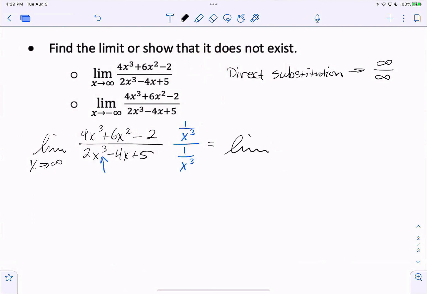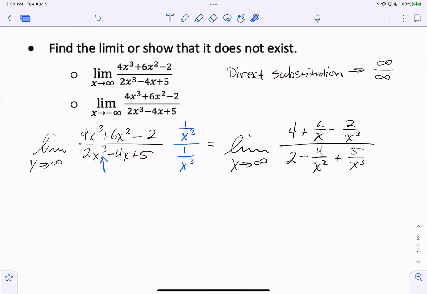And we end up with the limit as x approaches infinity of 4, because the x cubed divides out of the first term, plus 6 over x, because 2 factors of x divide out for that term, minus 2 over x cubed. And in the denominator, again, for 2x cubed, all factors of x divide out, minus 4 over x squared, because 1 factor of x is going to divide out, plus 5 over x cubed.